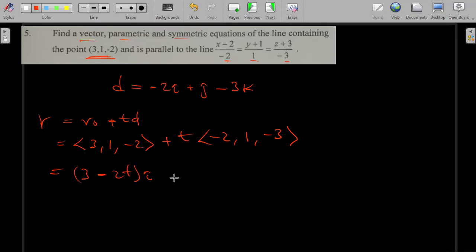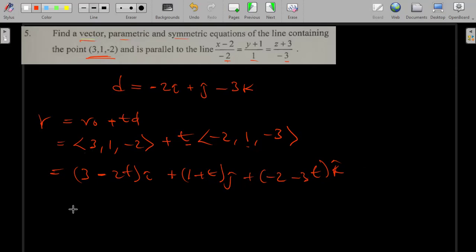This is for i. Then I have 1 plus t, because it's t times 1. So this will be 1 plus t, like that. This is going to be for the j. Then the last one here, I multiply that by that, and this is going to be -2 minus 3t, then the k, like that. So this here is my vector equation.